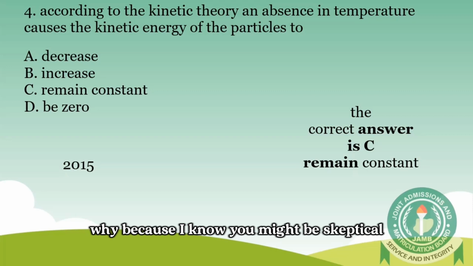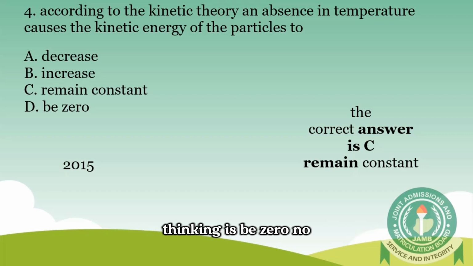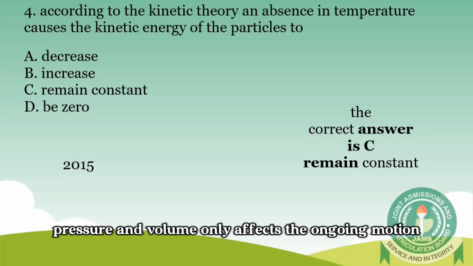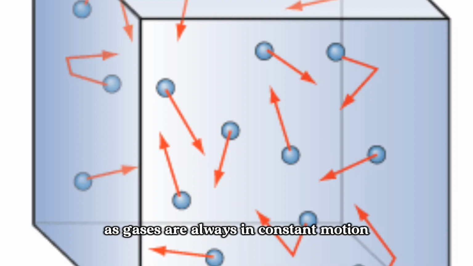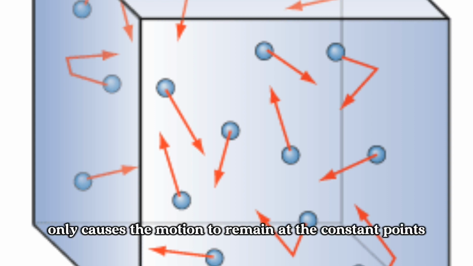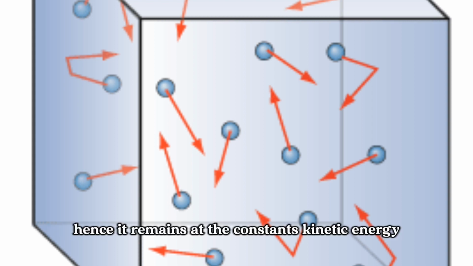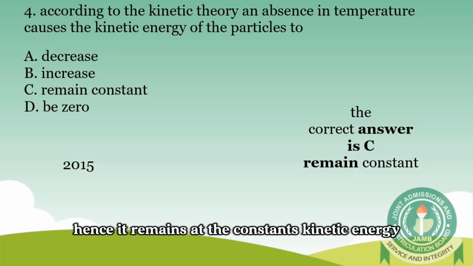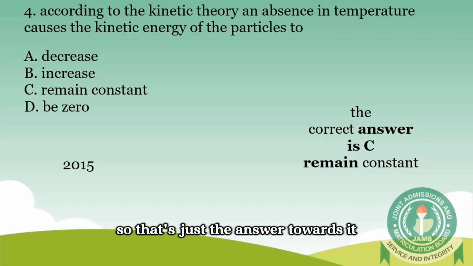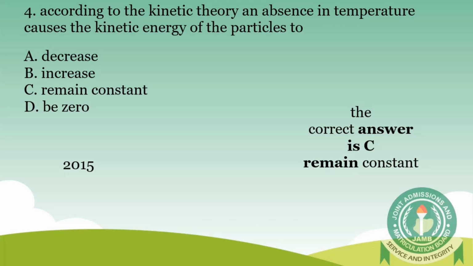Why? I know you might be skeptical, thinking it's zero. No, it's remain constant. Why? Because temperature, pressure, and volume only affect the ongoing motion, as gases are always in constant motion. The absence of change in temperature only causes the motion to remain at a constant point, hence it remains at a constant kinetic energy. So that's the answer. Remain constant, not zero.